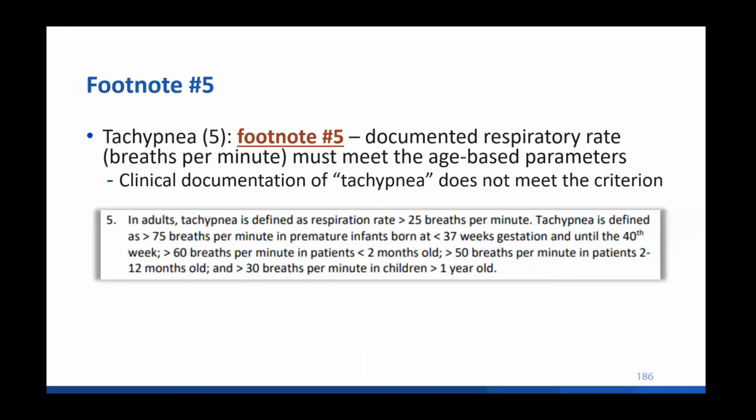Footnote number 5 addresses the requirements for tachypnea. There must be a documented respiratory rate within the pneumonia infection window period that meets the age-based parameters in the footnote. And remember, when NHSN provides specific parameters for value, you must apply the NHSN parameters and not your facility's parameters. So for example, an adult patient must have a documented respiratory rate of more than 25 breaths per minute to meet the requirement for tachypnea, regardless of your facility's parameters for tachypnea. Additionally, clinical documentation of tachypnea does not meet this criterion.